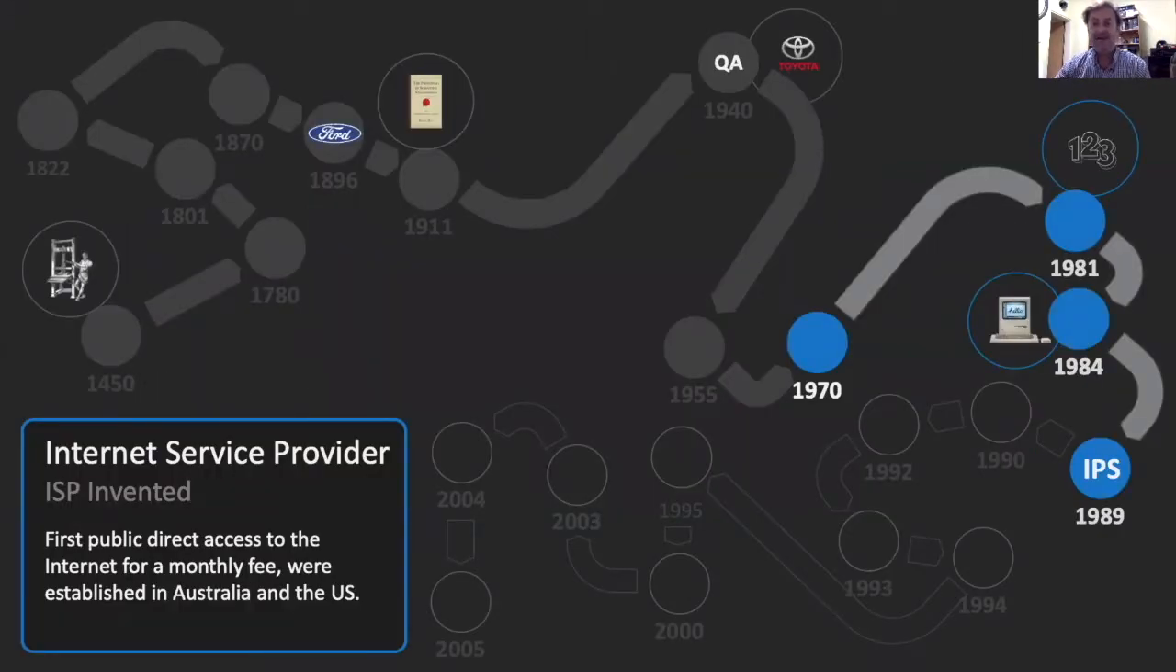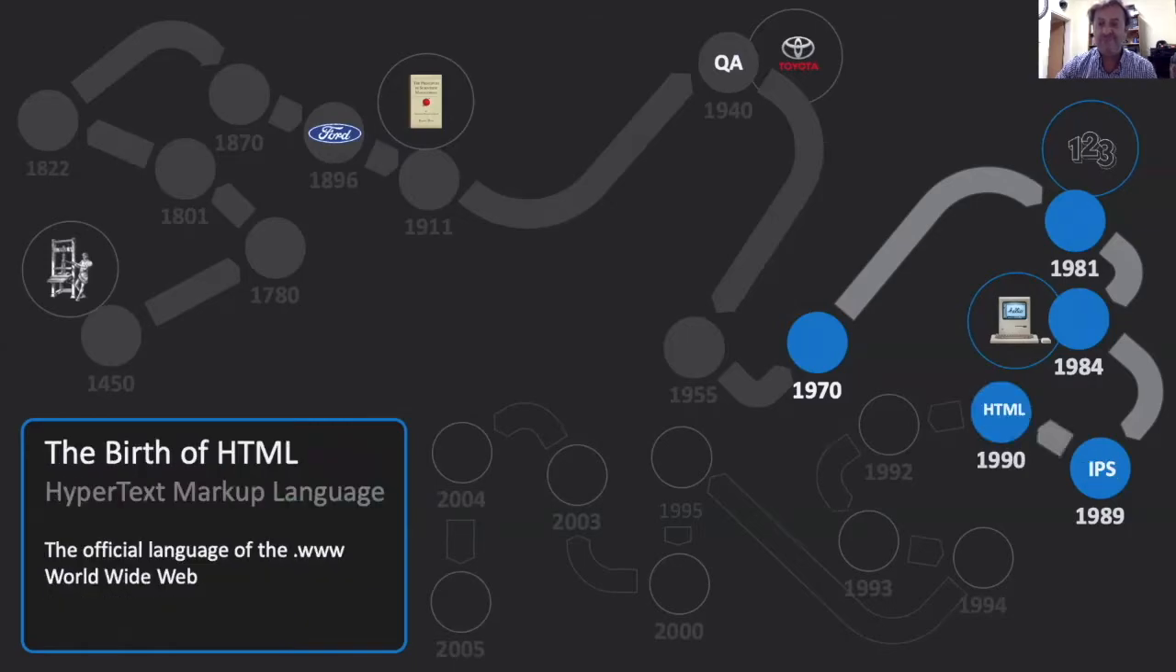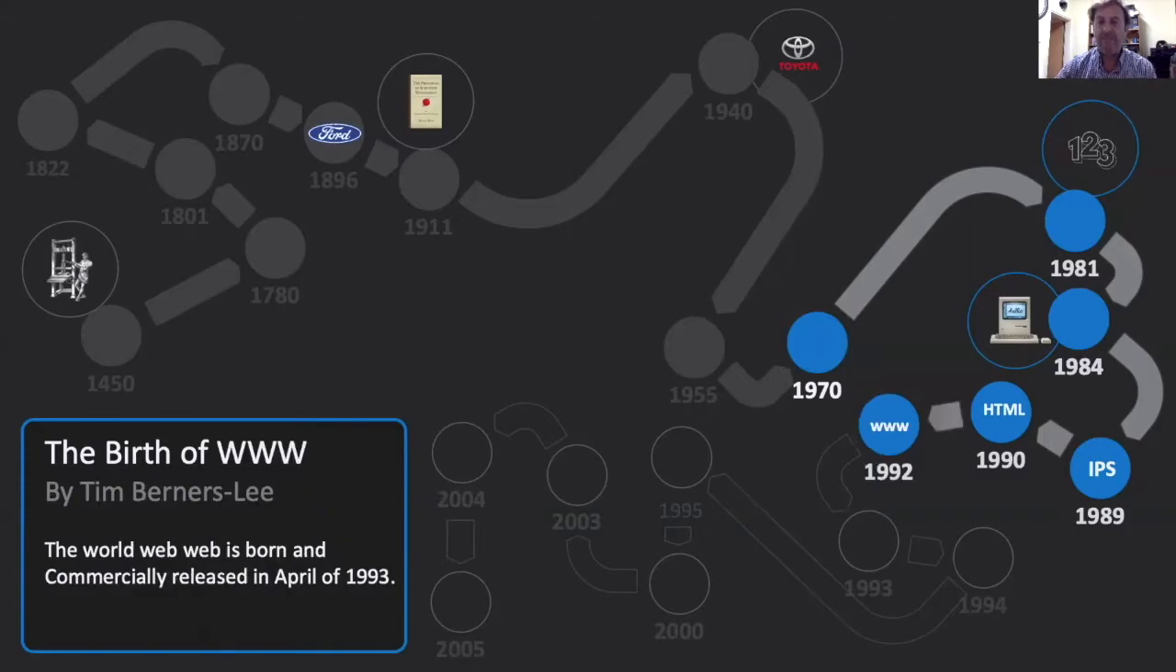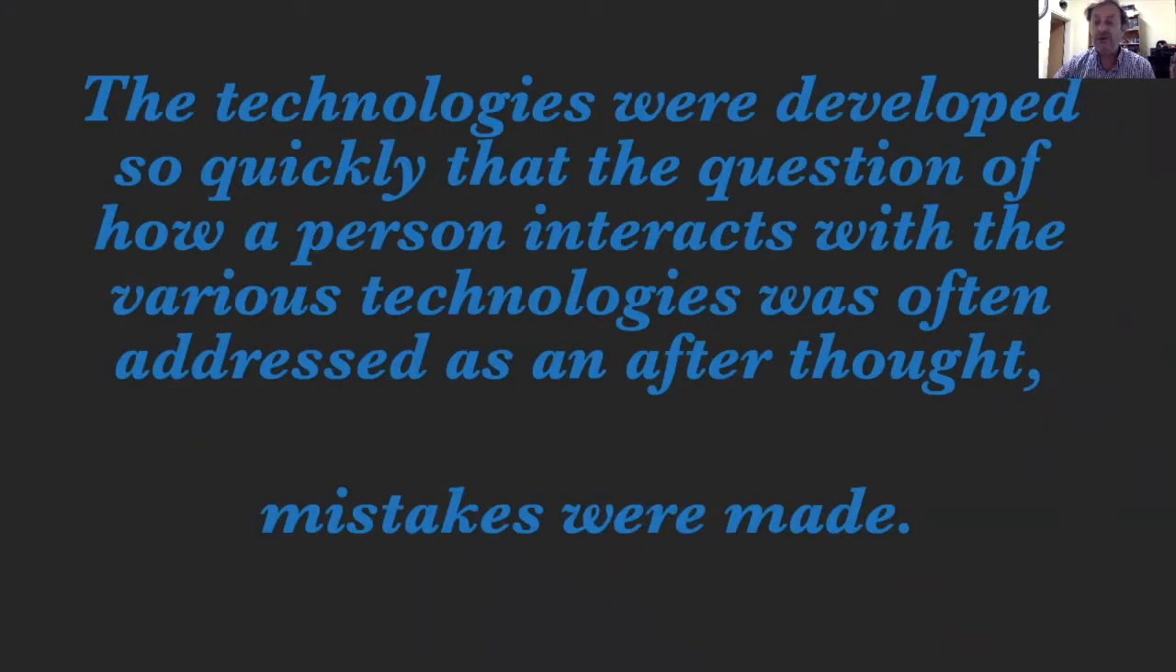In 1989, the first internet service provider was born. The US and Australia start a revolution. In 1990, HTML was invented, and with it, the birth of the modern UI. In 1992, the World Wide Web was created. The technologies were developed so quickly that the question of how a person interacts with various technologies was often addressed as an afterthought.